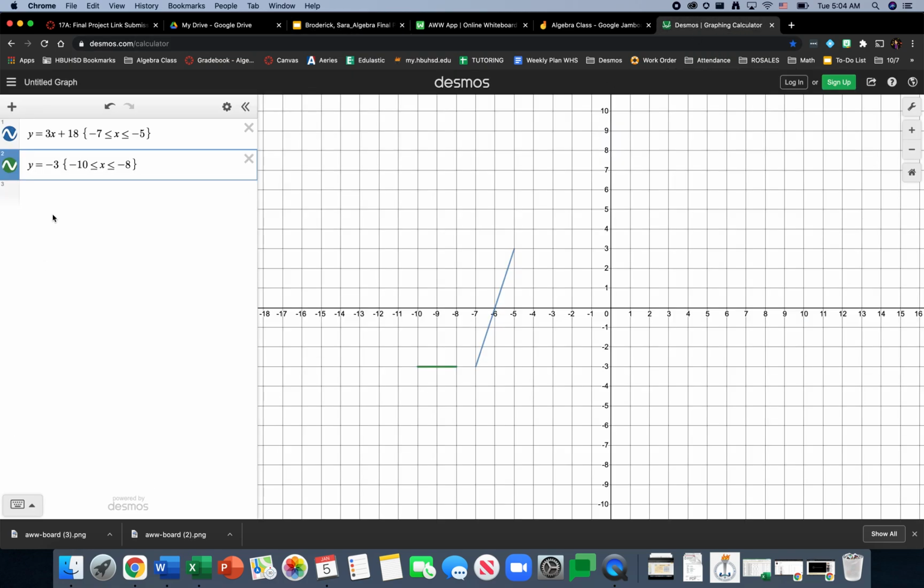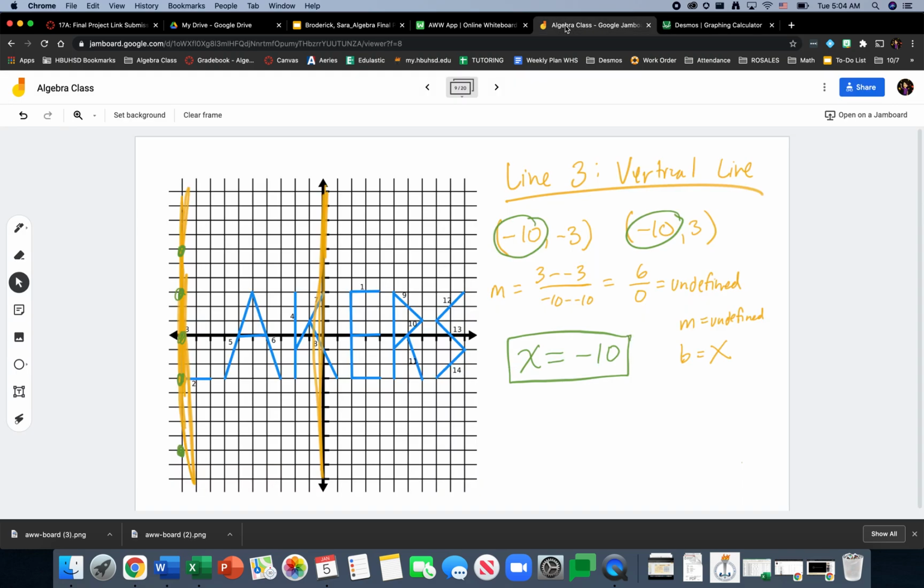Now I'll show you if I graph it here. I get my x equals -10. Now, what are we going to do about this domain restriction issue? Because this line is only on an x value of -10, but how am I going to cut it here and here? I want to make this the bottom and this the top of the line.